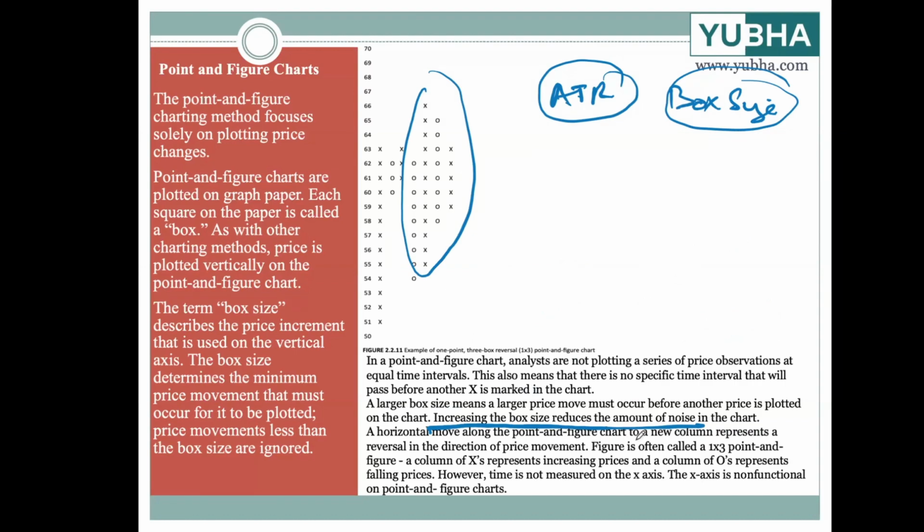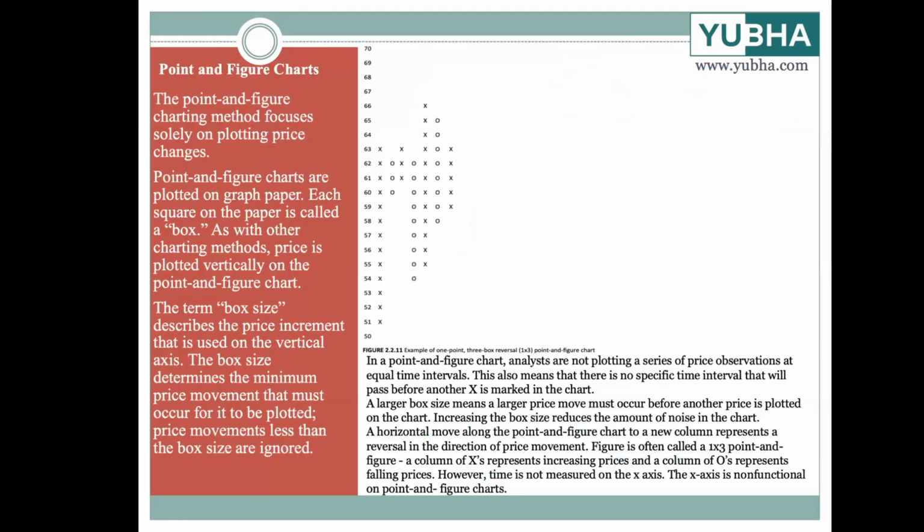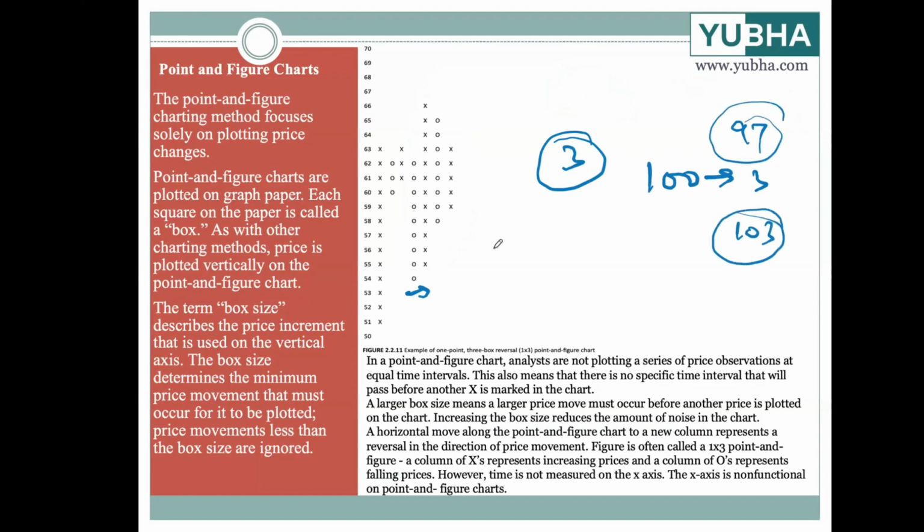Typically it is called a 1 into 3 point and figure chart, because most people use a 3-point movement to go from one bar to the other, which means that if your price is at 100 right now, a 3-point move either to 97 or to 103 would only help you create the next X or O. So if the price goes to 97, you'll create an O. If the price goes to 103, you'll create an X.